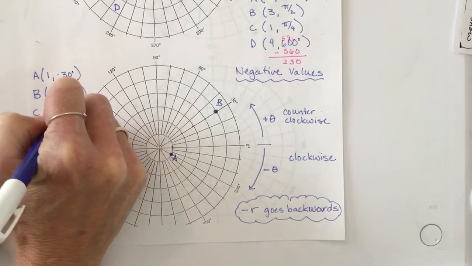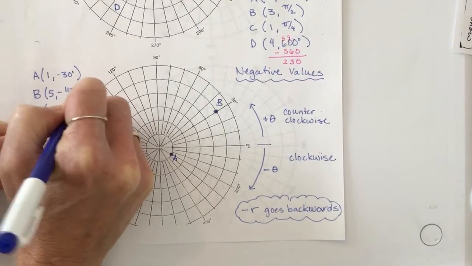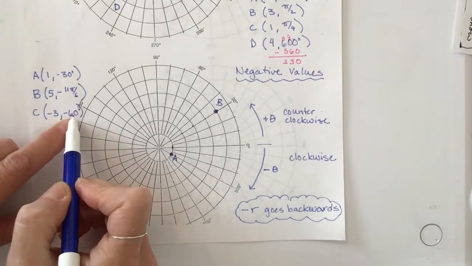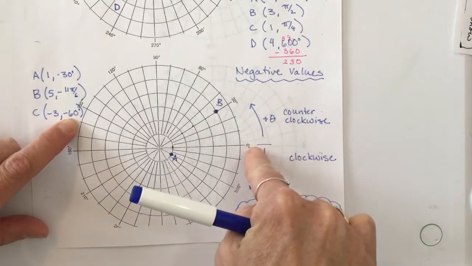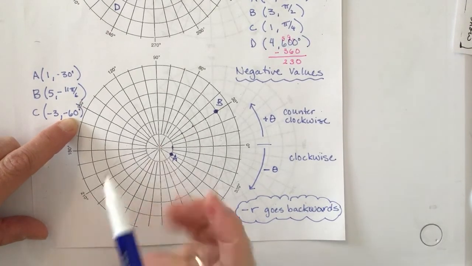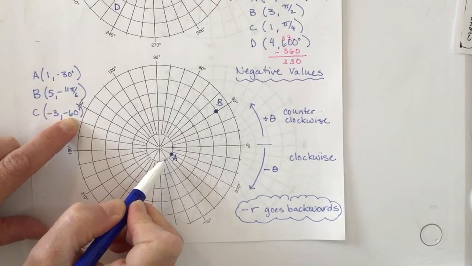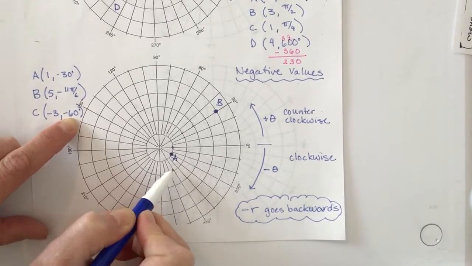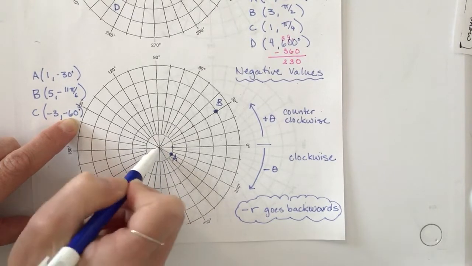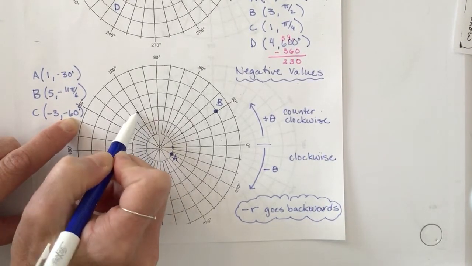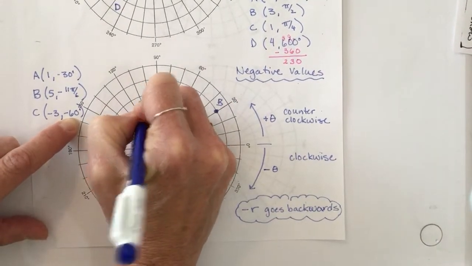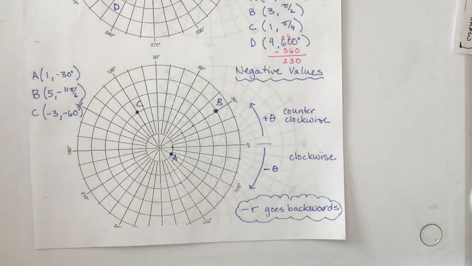Okay, now let's do a negative R value. So negative 3 for R and negative 60. For negatives, what I do is I find the angle first. So negative 60 is going to be this way. It's going to be at 300, right? And normally positive R would be this way, 1, 2, 3. Guess what? Negative R, you're going to go backwards. So it's going to be 1, 2, 3. C. Cool, right?